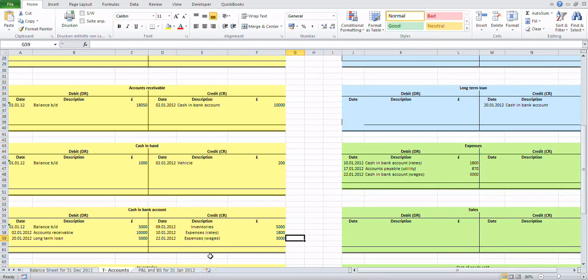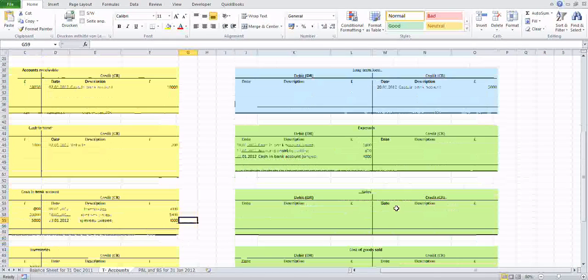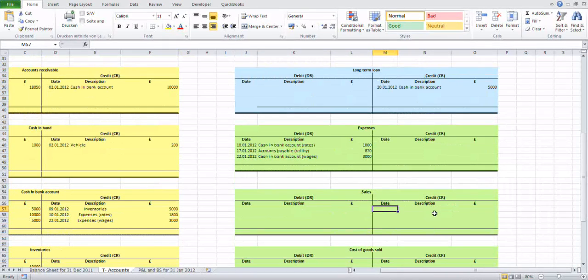Sales of 20,000 were made. This was paid in full by check. The value of the stock that was sold amounted to 8,000. The first, we have sold something. In the sales account, this is being recorded on the credit side. We are crediting this account of 20,000. Where do those 20,000 go?